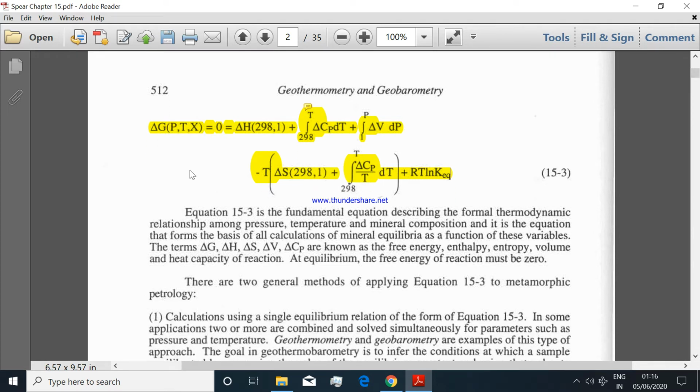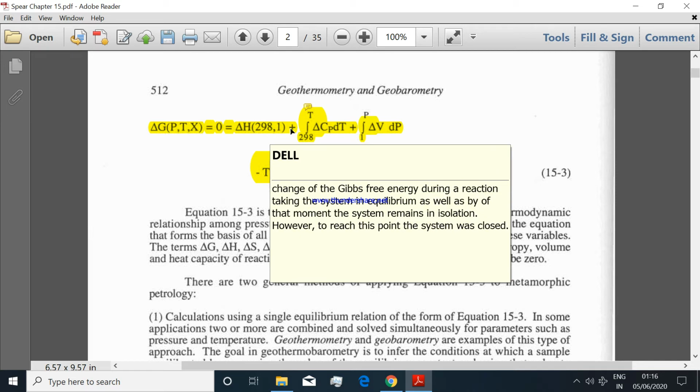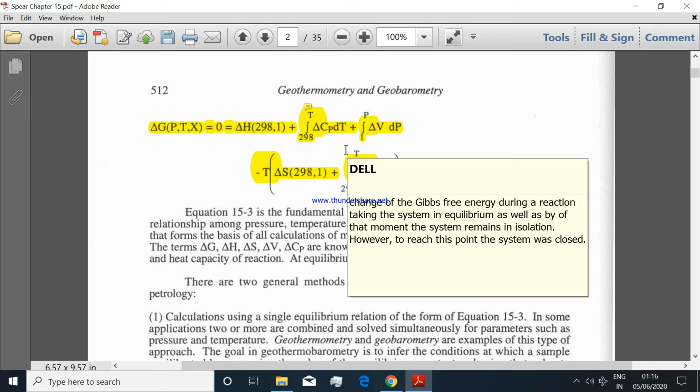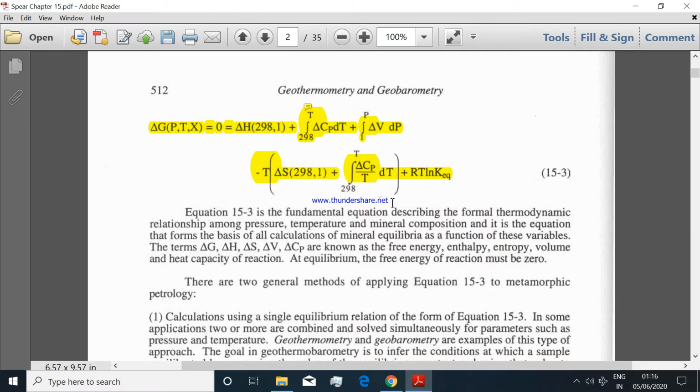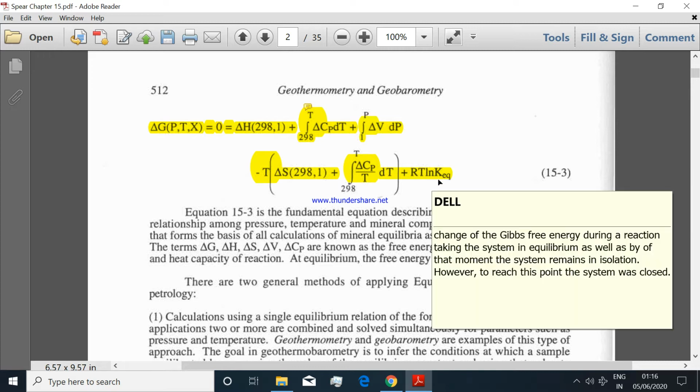And the Gibbs free energy change will be del H, the enthalpy, plus the integral of del Cp del T, plus V del P, minus T del S, plus RT logarithm of K.